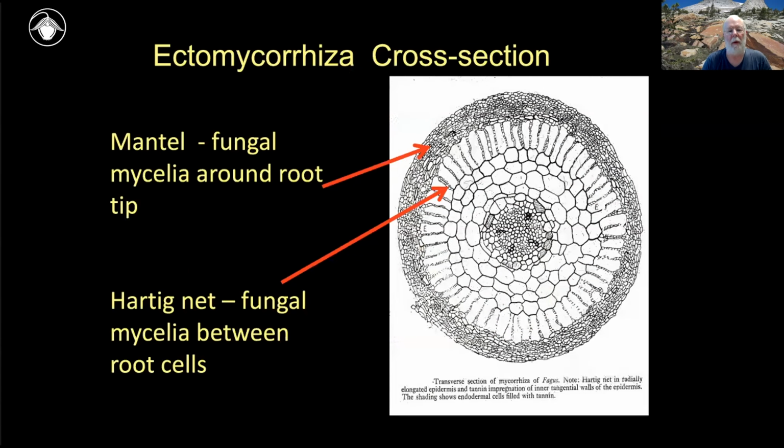And then what it would look like in cross section in a diagram is that these are all root cells, but this outer layer is all fungal. It's a wrapper, again, called the mantle, that goes around these roots. And then the fungus goes between the cells, but doesn't penetrate them. So the other type of mycorrhizae that is more common actually penetrates cells and doesn't have this wrapper.